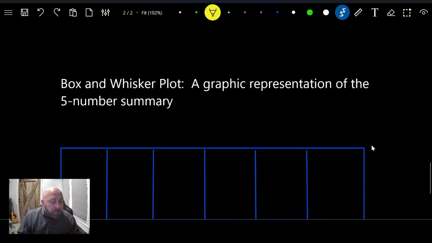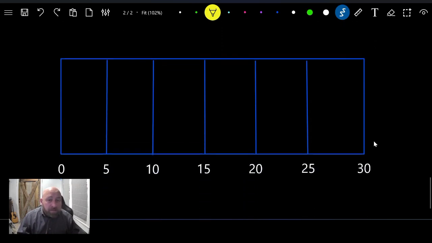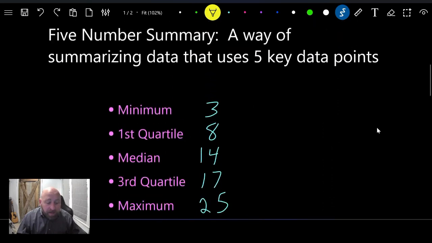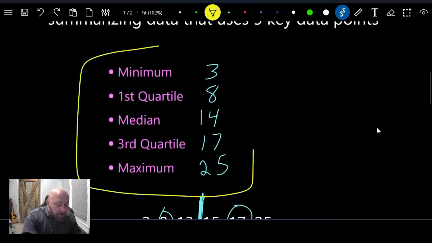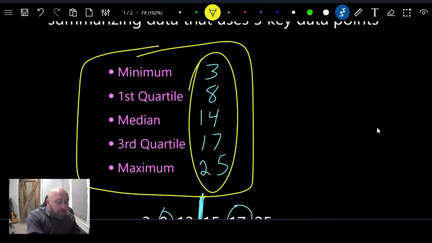So let's go ahead and go down here and look at what is the box and whisker. It is a graphic representation of the 5-number summary. So we're going to take our 5-number summary and put it into this graph, if you will. So the first thing that we want to do is take all of our numbers, our 5-number summary, this thing right here, and put them into the box, okay? So we're just going to plot all of these figures right here.